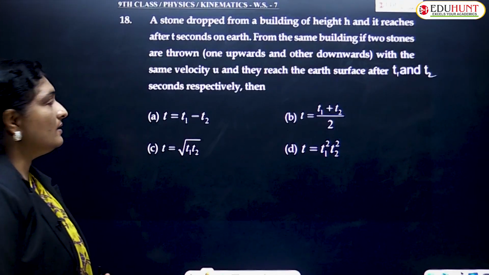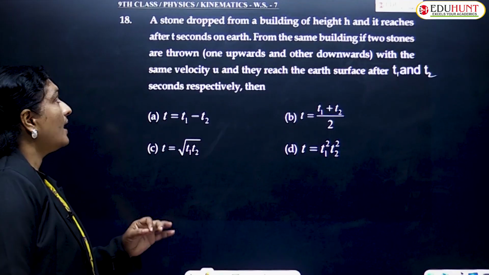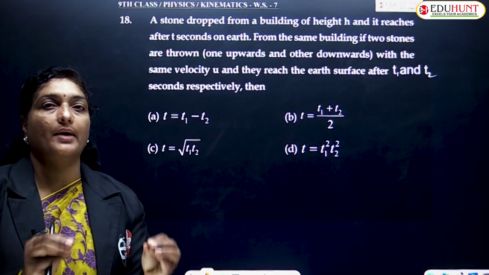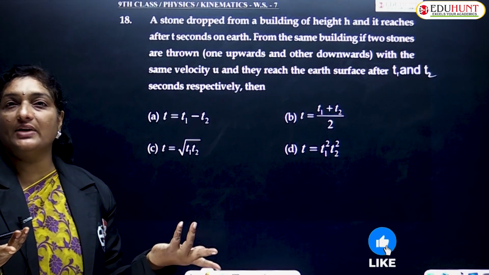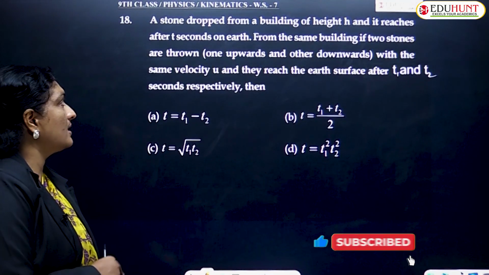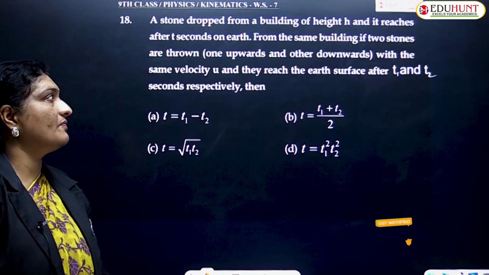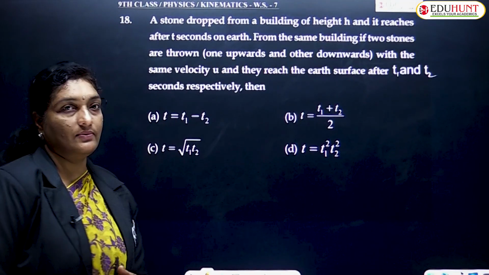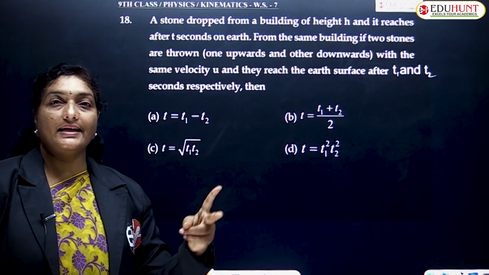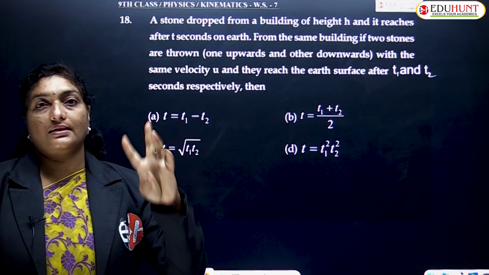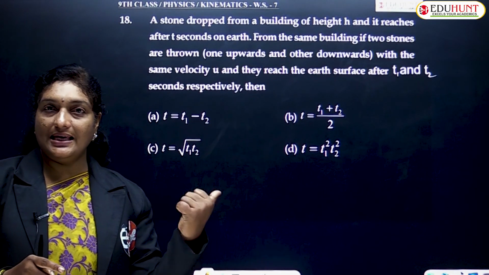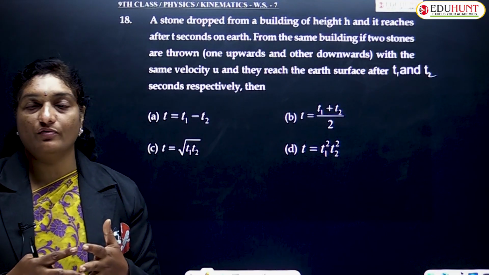Next question, 18th one. A stone is dropped from a building of height h and it reaches the earth after 2 seconds. So simply a stone is dropped from a height h; it is an example of a freely falling body. From the same building, two stones are thrown, one upwards and the other downwards, with the same velocity u, and they reach the earth's surface after t1 and t2 seconds respectively. You are asked to find the relation between the three cases: freely falling, thrown upward with velocity u, and thrown downwards with velocity u. So three different timings: t, t1 and t2.